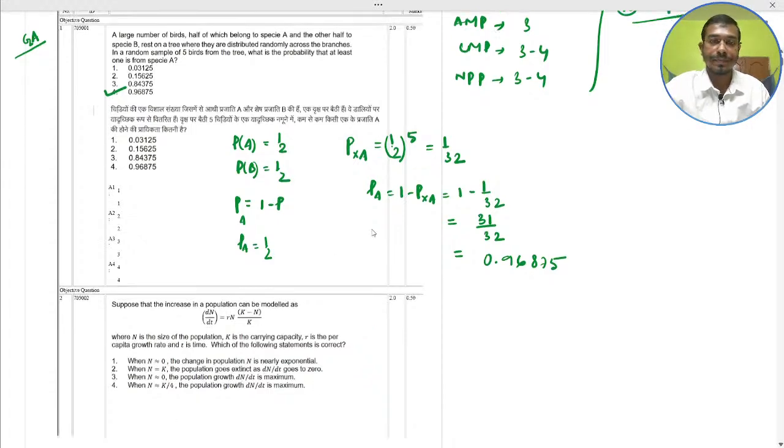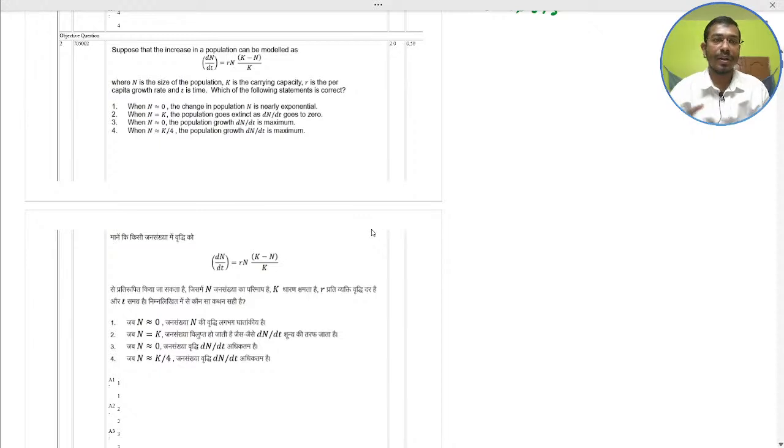Go ahead. Suppose that the increase in a population can be modeled as dn/dt equal to Rn (K minus n) by K, where n is the size of the population, K is the carrying capacity, R is the per capita growth rate, and time t. Which one of the following statements is true?